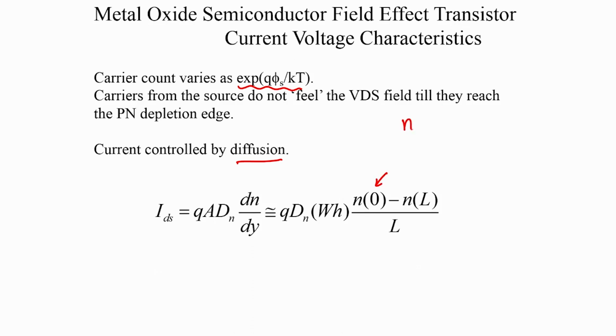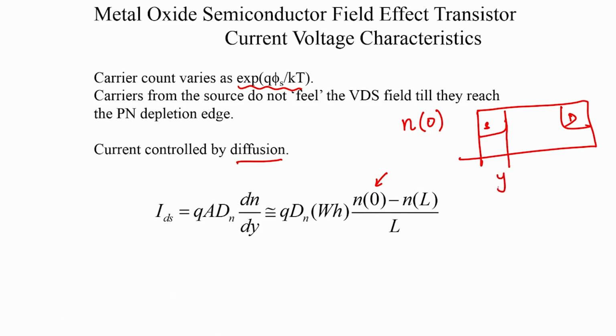So let us say n, the number of electrons per unit volume near the source, is n0. We have defined the source and the drain like this, and we say that this is y equal to 0 and that is y equal to L. At y equal to 0 we define the carrier concentration as n0, and at y equal to L we define the carrier concentration as n of L.